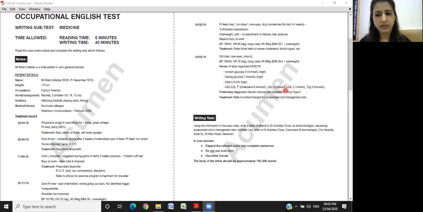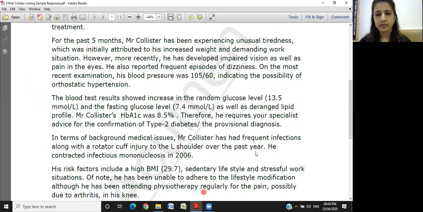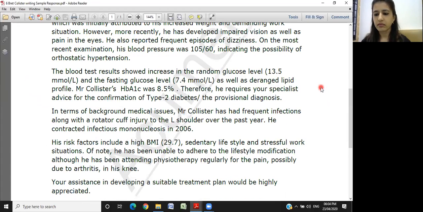Ma'am, we could have used the word hyperlipidemia. Yeah, hyperlipidemia would be fine. Yes, because here it also mentions that LDL is high, so you could also use that word. You can say increased level of lipids or hyperlipidemia, both ways it is correct. Anything else from this?